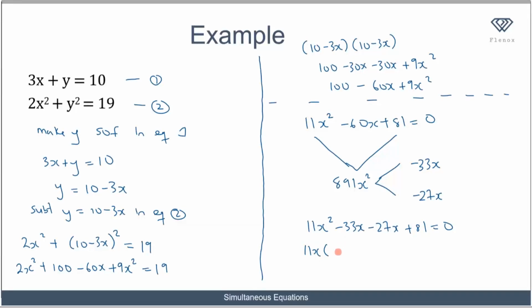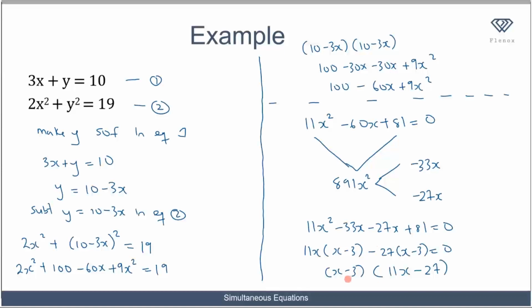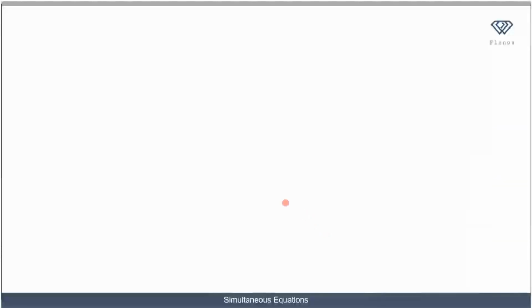So 11x is common here, and I'm left with x minus 3. In the next case, minus 27 is common, and I have similarly x minus 3, being equal to 0. So I pick one of these, I have x minus 3, and I have the other, which is 11x minus 27. So let's go back down now to the next page. Now continue. What are the factors that we've gotten? We've gotten x minus 3 and 11x minus 27.